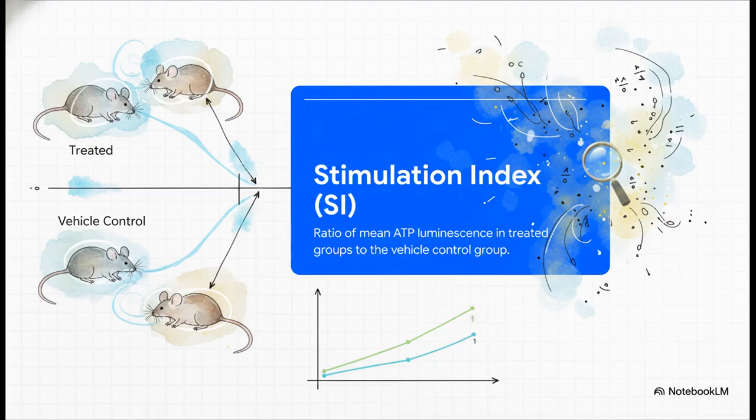You just take the mean relative luminescence units, or RLU, from your treated mice and divide it by the mean RLU of your concurrent vehicle control group. Basically, if your vehicle control group is the baseline, its SI is mathematically just 1. Your treated groups will be expressed as a ratio compared to that baseline.